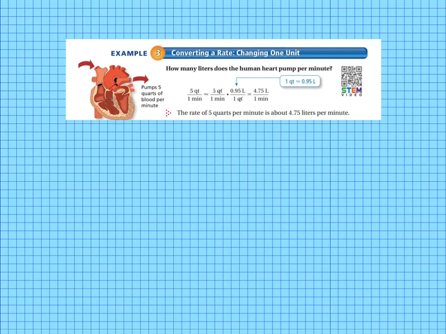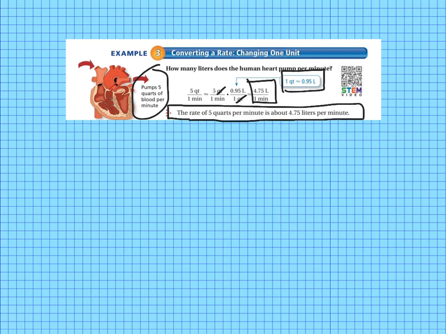Now we're going to look at example 3, converting a rate, and it says changing one unit. So how many liters does the human heart pump per minute? So it says over here, it pumps 5 quarts of blood per minute. So 5 quarts per minute. And then our conversion factor is 1 quart per 0.95 liters. So again, we cross out the quarts and then we multiply 5 times 0.95 and we end up with 4.75 liters every 1 minute. So the rate of 5 quarts per minute is about 4.75 liters per minute.